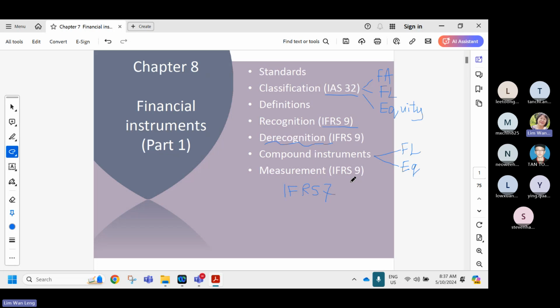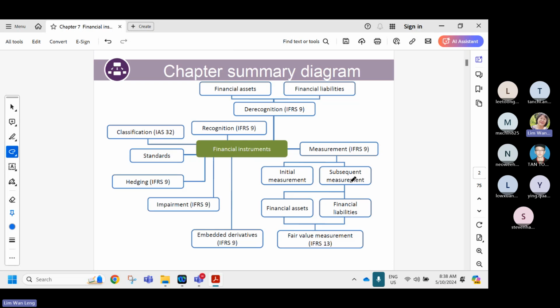The second part of the financial instruments, we will be looking at derivative instruments, and then we will look at ECL, and then some cash flow hedging. Okay, let me just move on to the next slide. So like I mentioned, classification and all those, basically somewhere from here to here. The earlier portion, the top portion, is basically part one of our notes.